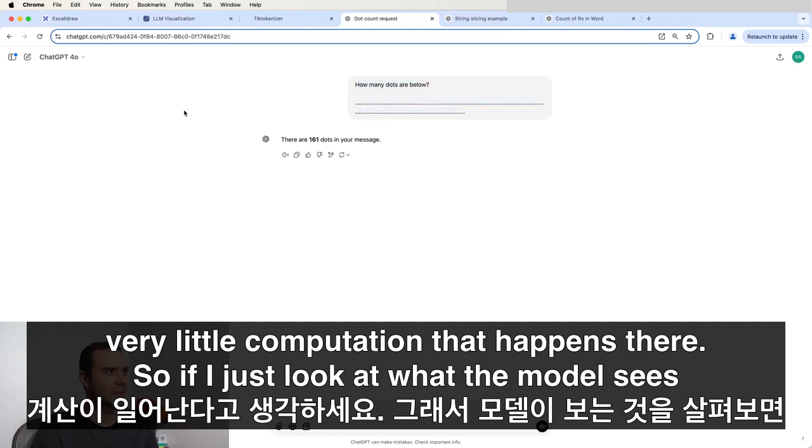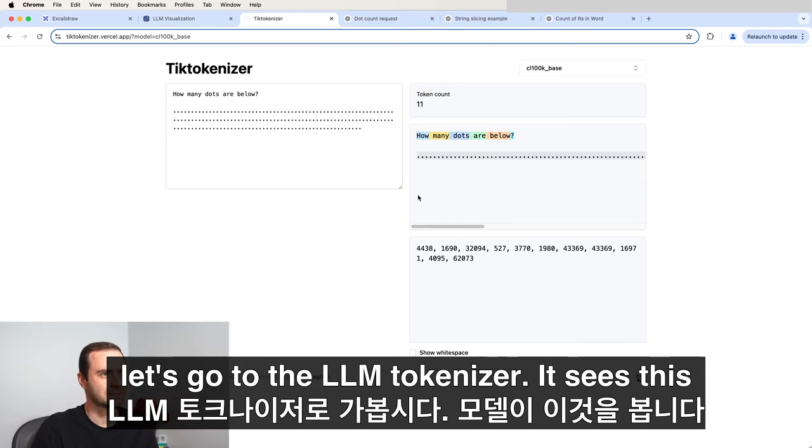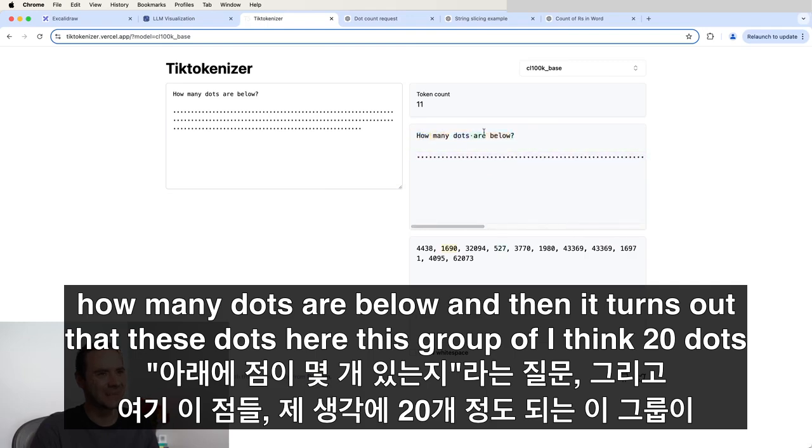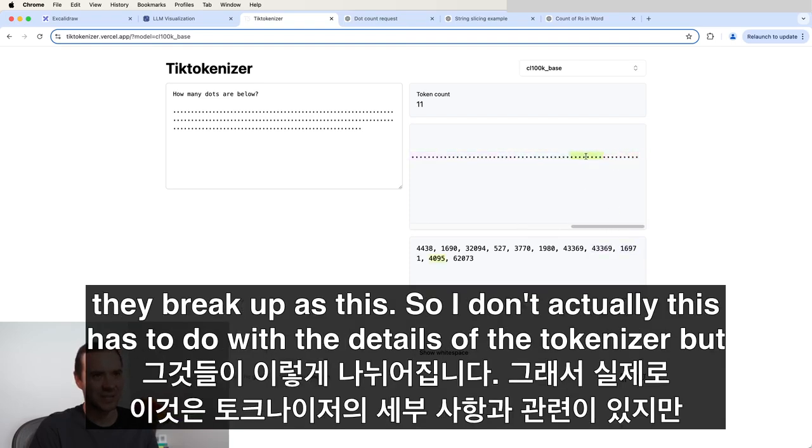So if I look at what the model sees, let's go to the LLM, go to tokenizer. It sees this, how many dots are below, and then it turns out that this group of, I think, 20 dots is a single token. And then this group of whatever it is is another token. And then for some reason they break up as this.